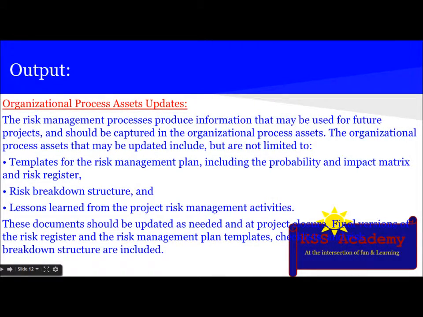The next output is OPA updates. The risk management processes produce information that may be used for future projects and should be captured in the organizational process assets. The organizational process assets that may be updated include, but are not limited to, templates for the risk management plan, including probability and impact matrix and risk register, risk breakdown structure, and lessons learned from the project risk management activities. These documents should be updated as needed, and at project closure, final versions of the risk register and risk management plan templates, checklists, and risk breakdown structure are included.